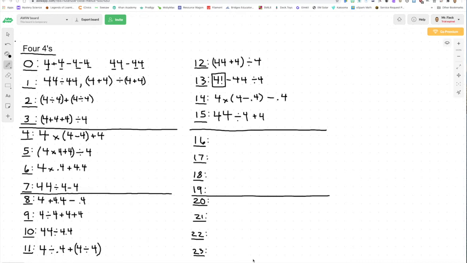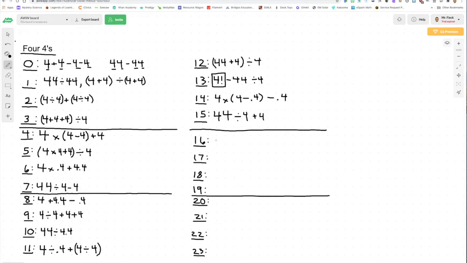Hello boys and girls. Today we're going to begin by going over our 4-4 solution from the previous day, which is 16, 17, 18, and 19. And then your first task for today is going to be figuring out solving 20, 21, 22, and 23 using only 4-4s.